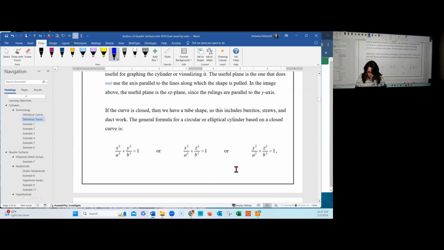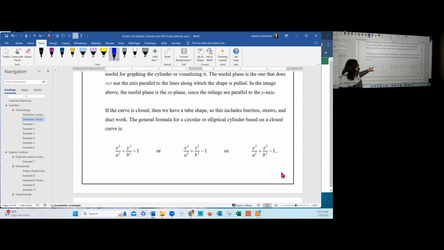Here are some typical shapes for a circular or elliptical cylinder. So remember that a circle is really an ellipse. It's just a special case of an ellipse where the denominators a squared and b squared are the same number, and that would give you a circle. So here's an example of three different types of elliptical cylinders.